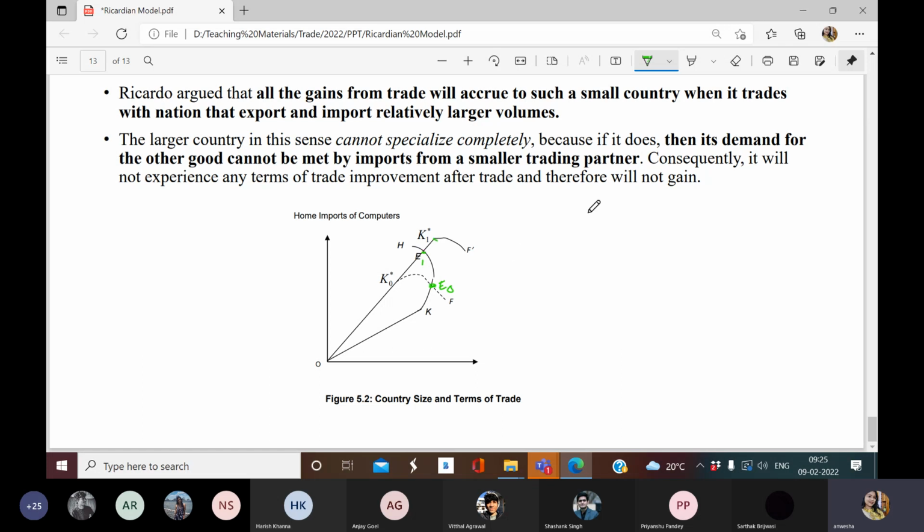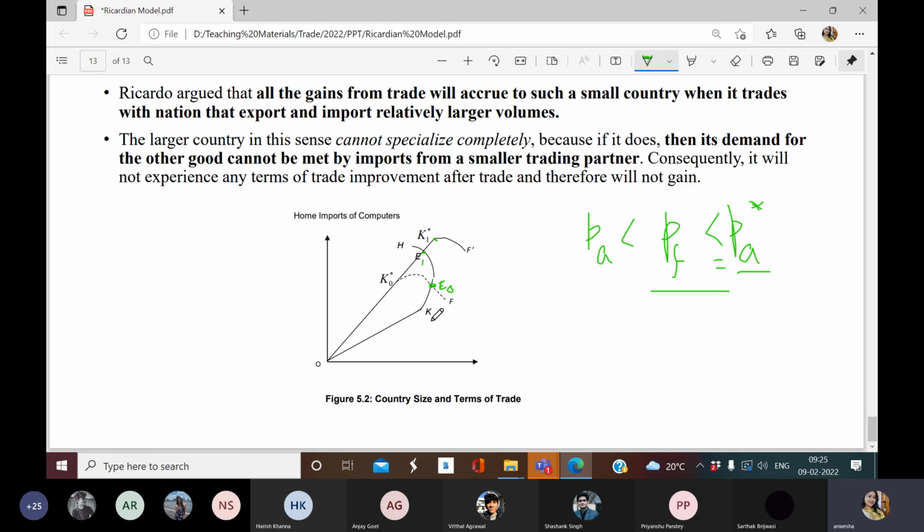So you remember in chapter 2 also we discussed that only if this post-trade price lies strictly in between the pre-trade prices, such trade will be mutually beneficial, right? But if for one country this is equal, this country will not enjoy any gains from trade. So this is what is happening here. PF is equal to PS star. So that's why the foreign country is not enjoying any gains from trade. In this case, the entire gains from trade is going to the home country.